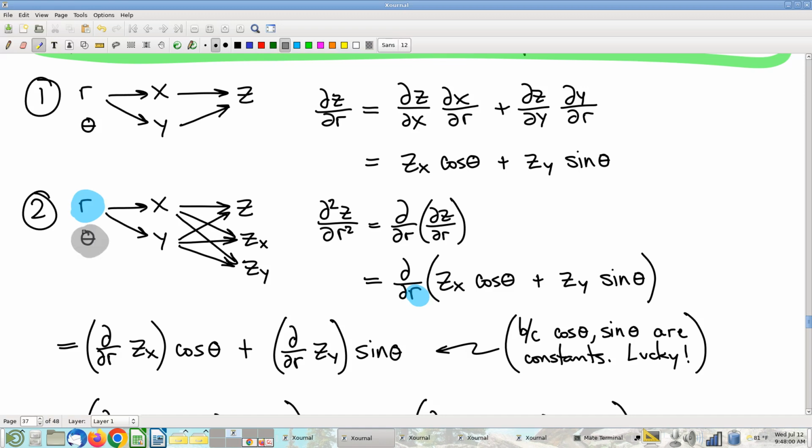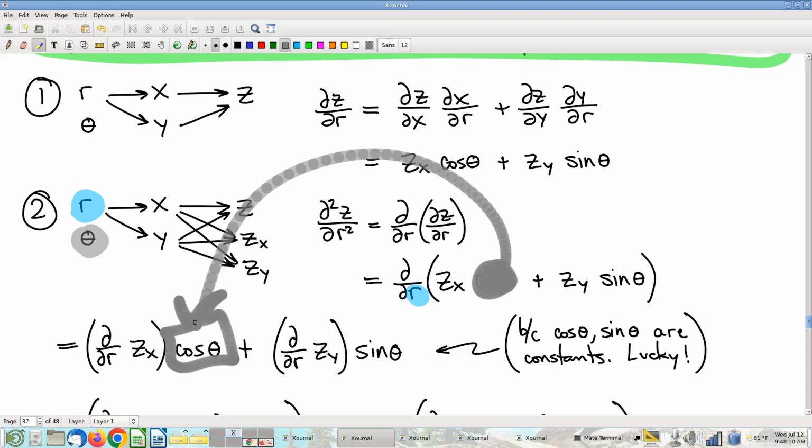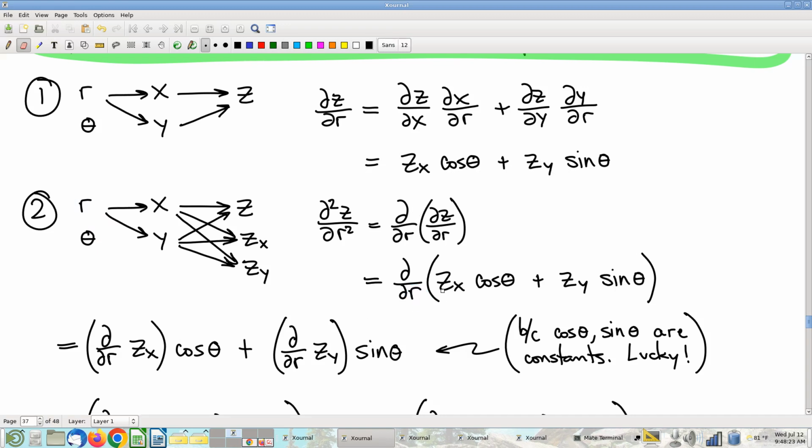And before I do anything, let's capitalize on that. We're taking a partial. Theta is constant as a result. That means that cosine theta is a constant, and I can factor it right out. Likewise, sine theta is a constant. I can factor it right out. And then rewrite very nicely that this thing that I want to compute, I can think of instead as this expression right here, that, again, simplified nicely.